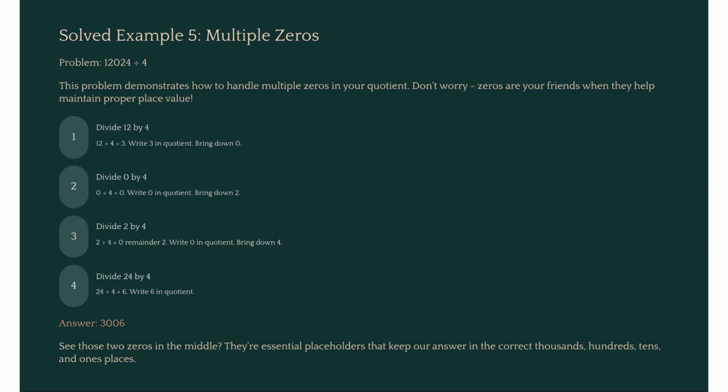Bring down the 2. Divide. 2 divided by 4 is 0. We must write another 0 in the quotient. Bring down the 4. Now 24 divided by 4 equals 6. The final answer is 3006. Without those two zeros, the answer would incorrectly look like 36.